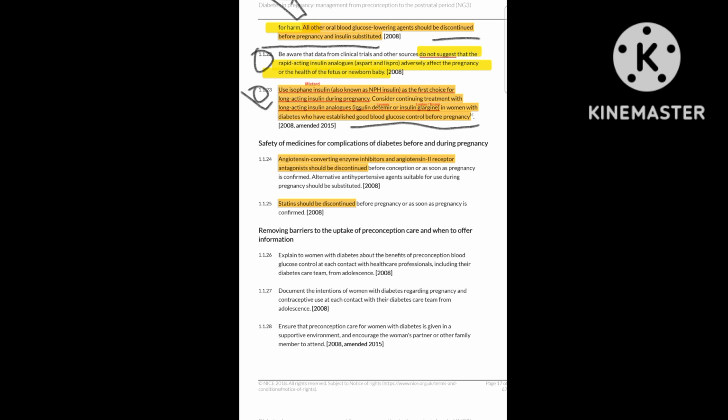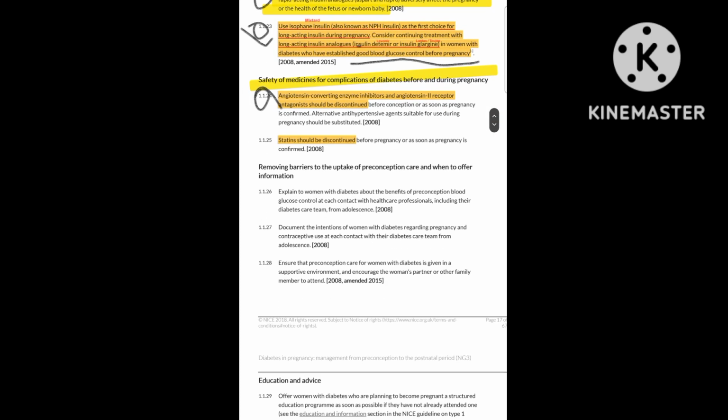Safety of medications for complications of diabetes before and during pregnancy. Angiotensin converting enzyme inhibitors and angiotensin II receptor antagonists should be discontinued. Statins should be discontinued.